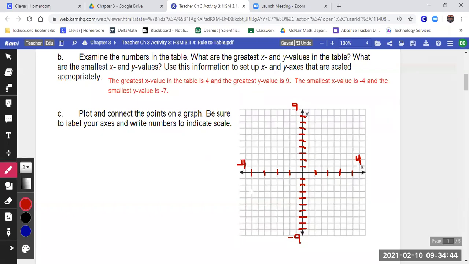Now, so do I have to use the same scale in each direction? No. I just have to keep my x's all the same and my y's all the same. Okay. So for the x's, I'm going by halves. Each line is worth a half.